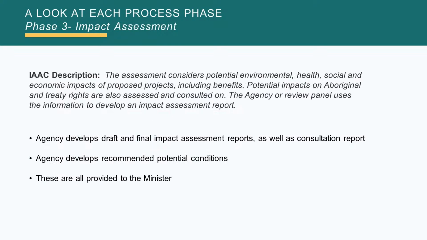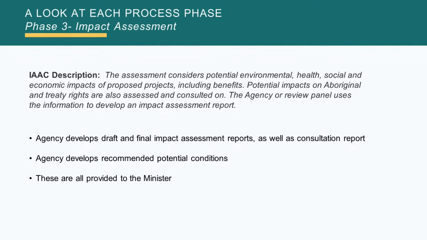Let's move now to phase 3. So phase 3 is the impact assessment phase. The IAC description of phase 3 is as follows. The assessment considers potential environmental, health, social, and economic impacts of proposed projects, including benefits. Potential impacts on Aboriginal and treaty rights are also assessed and consulted on.